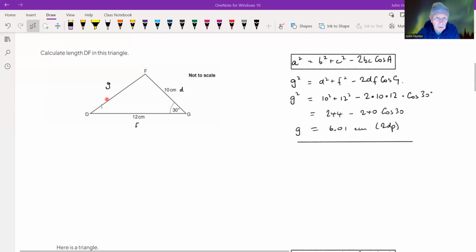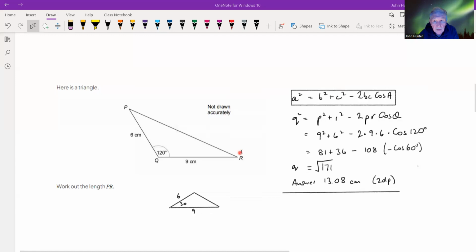Okay, I didn't quite look at it there, but this is not to scale. We say not to scale, and the truth is that, of course, this 10 looks a bit short, and the angle looks a bit big. All right, so that's that example. Let's look at this one.